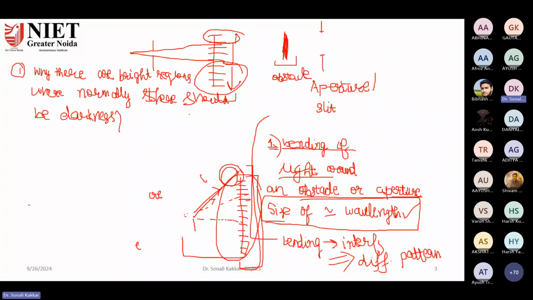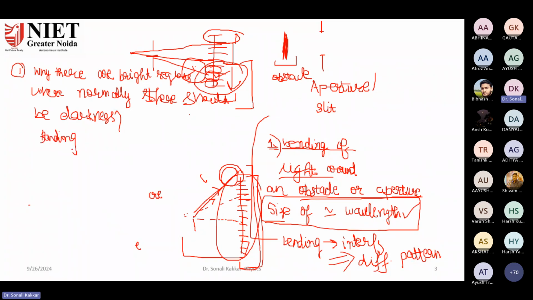So ma'am, why are there alternate bright fringes over here? There should be complete darkness. It means light has bent around this slit such that it reaches here. That is why this region is bright. That is why I am saying that diffraction's first step is the bending of light. If the light would not have bent, there would not be any brightness in this region. There would be complete darkness in this region. It means light has bent over here. So first, this is bending of light.